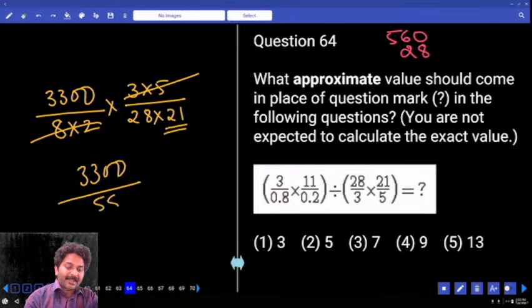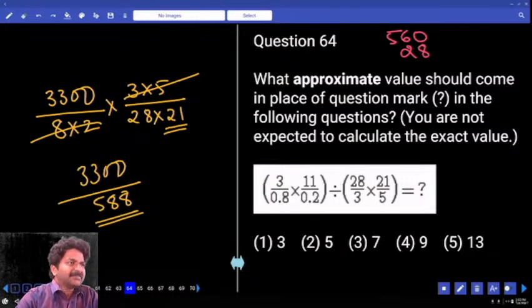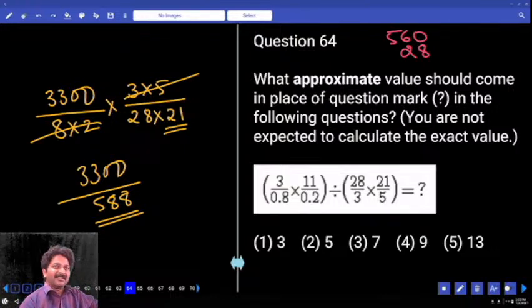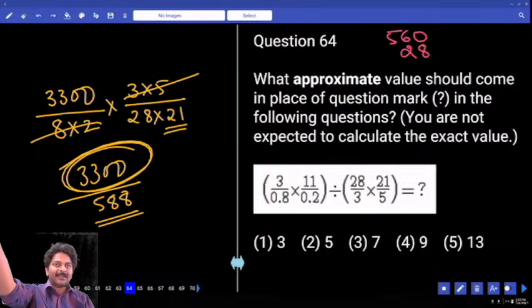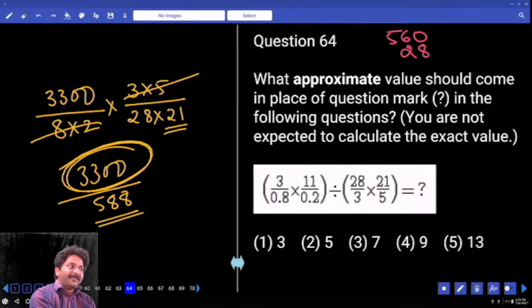Sum 588. Approximately how many times? Would anyone say 500 for 588? What do you say? 600. How many 600s are here? Come on, 5 and a little bit more than that only. So answer may be either 5 times or 6 times.